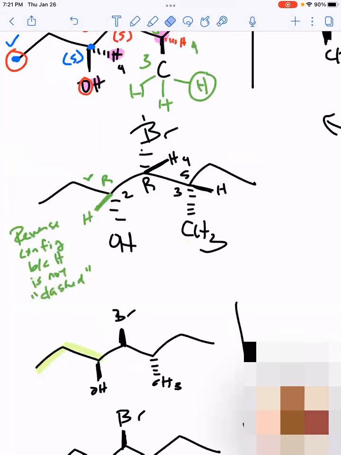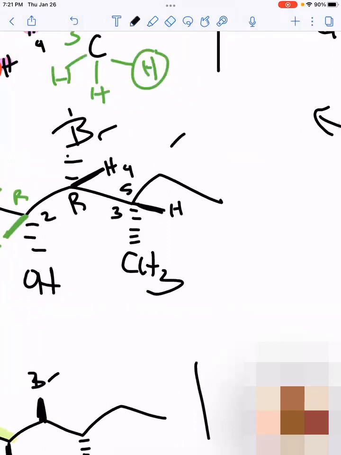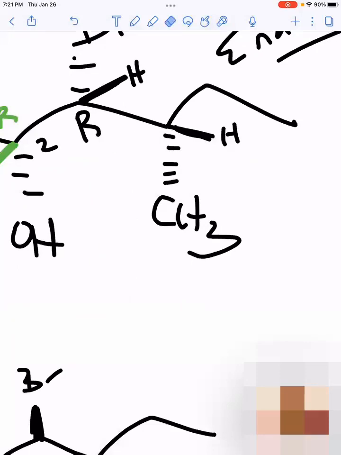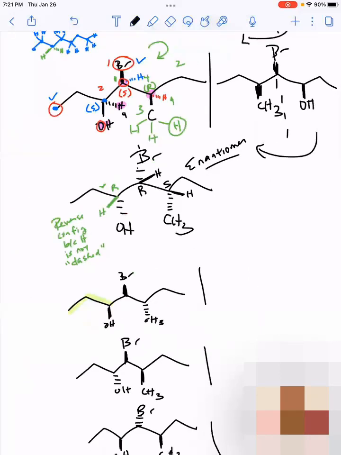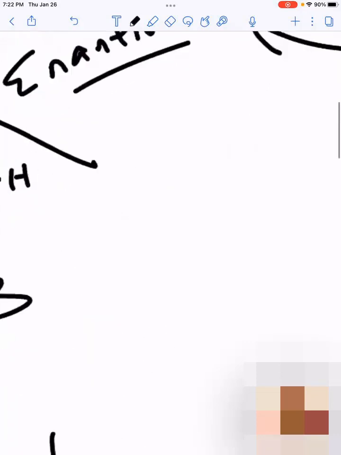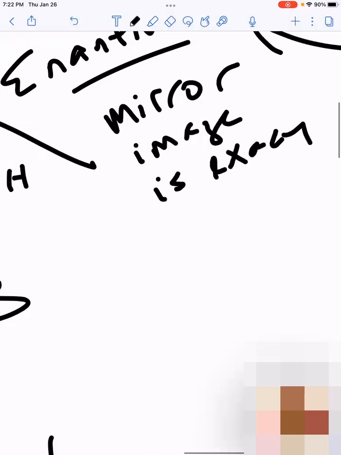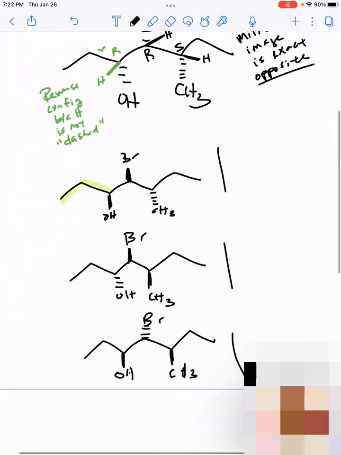What do you notice about this mirror image? This is the enantiomer of that top structure, by the way. What do you notice about it when you compare it to the top structure? Look at the configuration of the top of each one. It's S, S, R, right? Oh, so it's the exact opposite. The mirror image is always the exact opposite. So that's S, S, R, and this is R, R, S. It's the exact opposite.